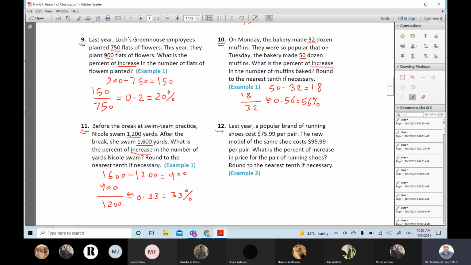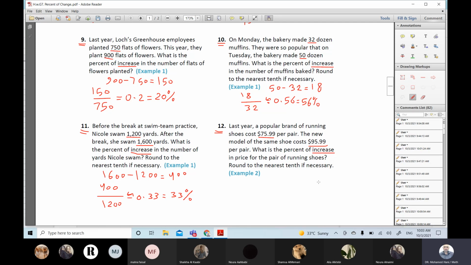Who can read exercise number 12, please? Mr., can I read? Yes, Alia. Sorry, yes, Mahra. Last year, a popular brand of running shoes cost $75.99 per pair. The new model of the same shoes costs $95.99 per pair. What is the percentage of increase in price of the pair of running shoes? Round to the nearest tenth if necessary. Great, Mahra. I will add to you 2 marks.